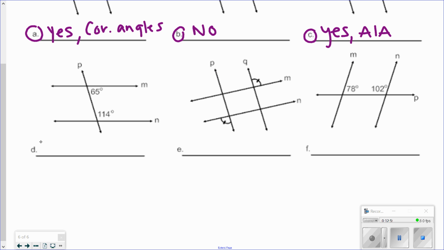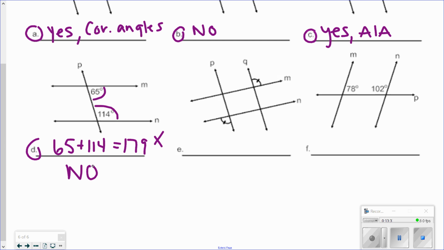All right, let's look at part D. So I want to prove that lines M and N are parallel, or do we have enough information to prove this? I have these two angles right here. Those would be same side interior or consecutive angles, and we know that those must add up to 180 degrees. So let's see if they do. So 65 plus 114 is actually only equal to 179. So that does not work. So we do not have enough information to prove that lines M and N are parallel.